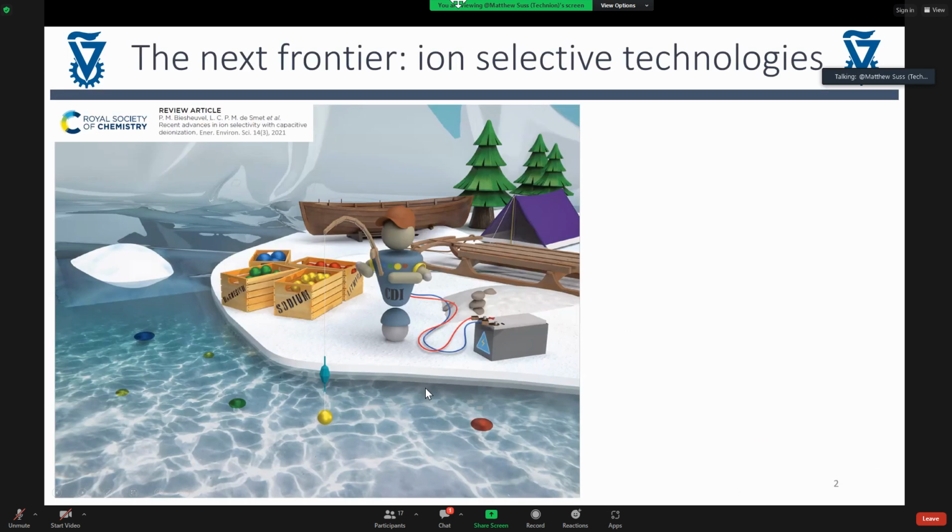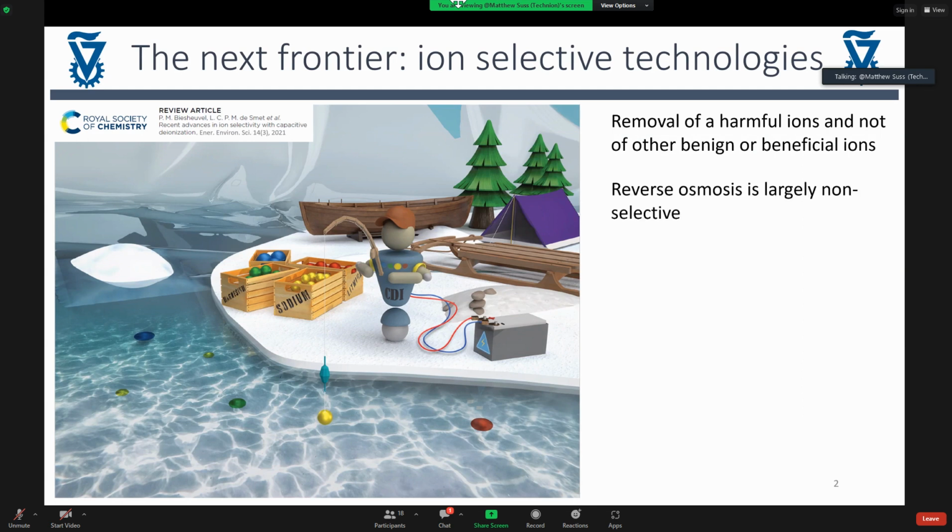I'm sure everybody's seen many talks now talking about ion selectivity, which is really a key frontier in water purification technologies. The idea is the removal of harmful ions specifically, and not removing benign or beneficial ions. This comes about because typical technologies such as distillation and reverse osmosis are largely non-selective. So they can do water desalination very nicely, but if you're doing wastewater treatment for agricultural purposes, or removing key molecules that you want to save from water, for example valuable nutrients, then you can't use these technologies.